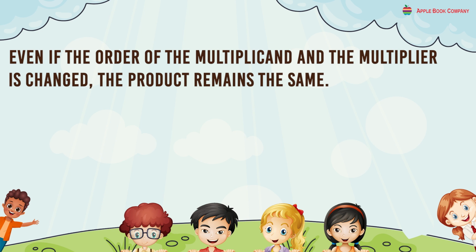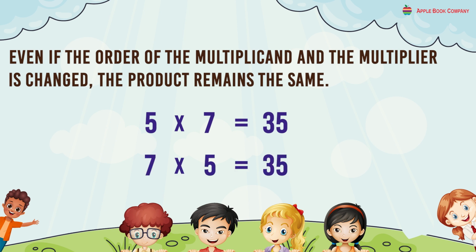Even if the order of the multiplicand and the multiplier is changed, the product remains same. That means, in this example, 5 multiplied by 7 is 35 or 7 multiplied by 5 is also 35.